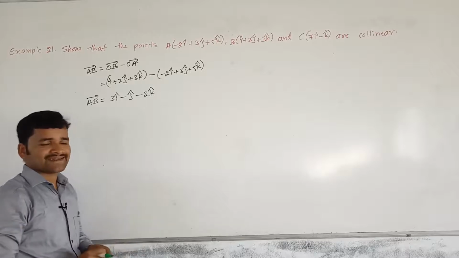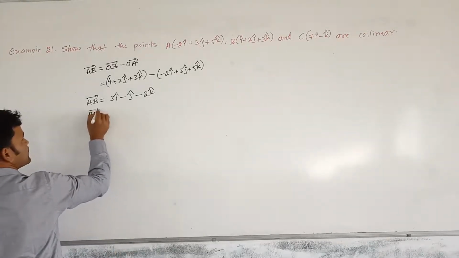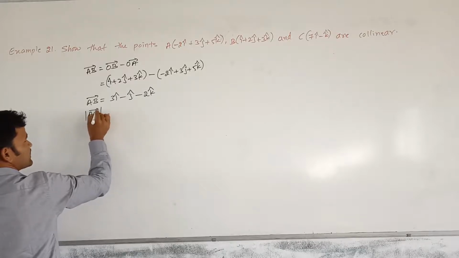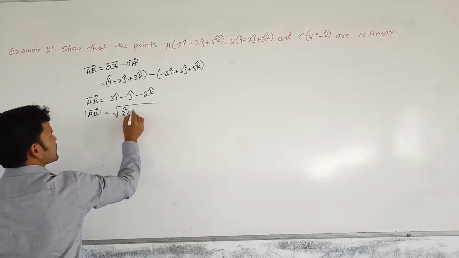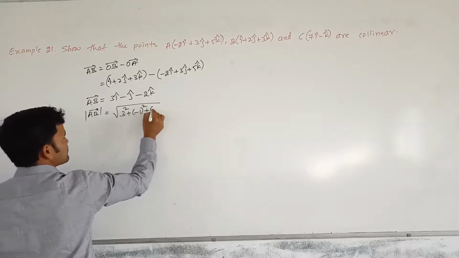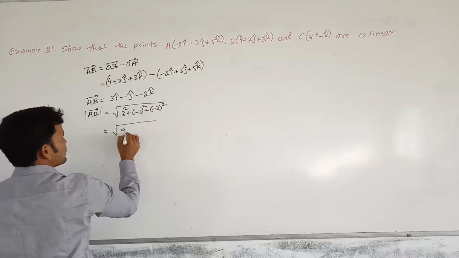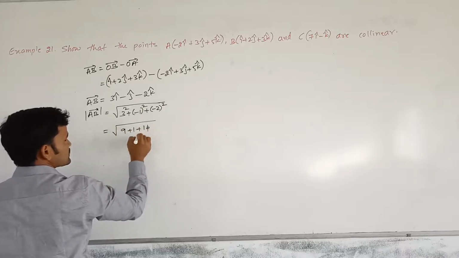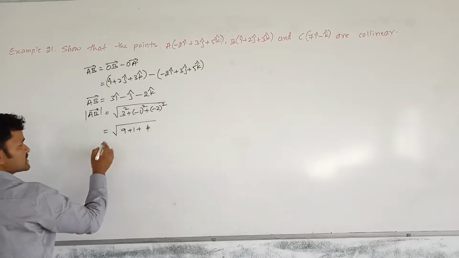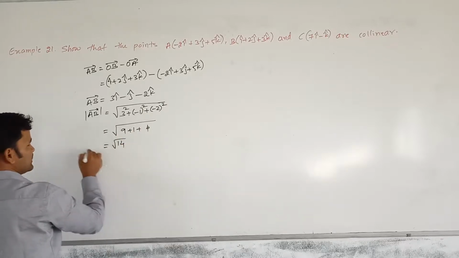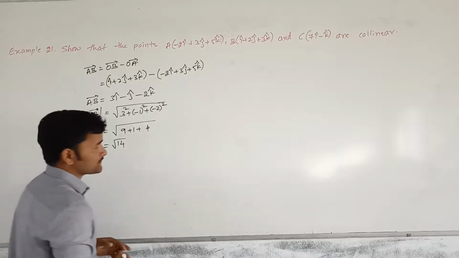What I want is the length of this. To find the length, calculate the magnitude of vector AB. Magnitude of vector AB is the square root of 3 squared plus (minus 1) squared plus (minus 2) squared. This is the square root of 9 plus 1 plus 4, which is 14. Square root of 14 is the length of vector AB.